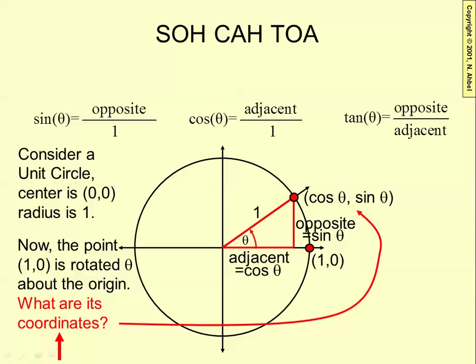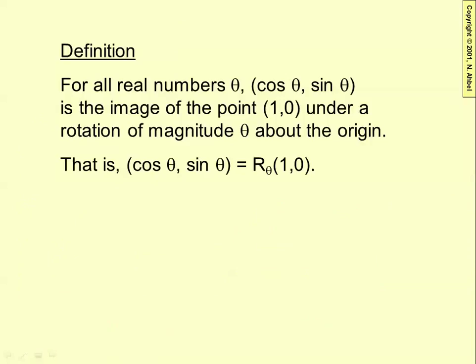And that's one of the most important ideas in this chapter, that on the unit circle, when you take the point (1, 0) and rotate it theta, you end up at (cosine theta, sine theta). And this is a definition that puts all of that together for any real number theta. And here's the important part. Theta doesn't have to be an angle in a triangle. It could be any angle. It could be an angle of 1,000,000 degrees. For any real number theta, (cosine of theta, sine theta) is the image of the point (1, 0) after a rotation of magnitude theta about the origin.